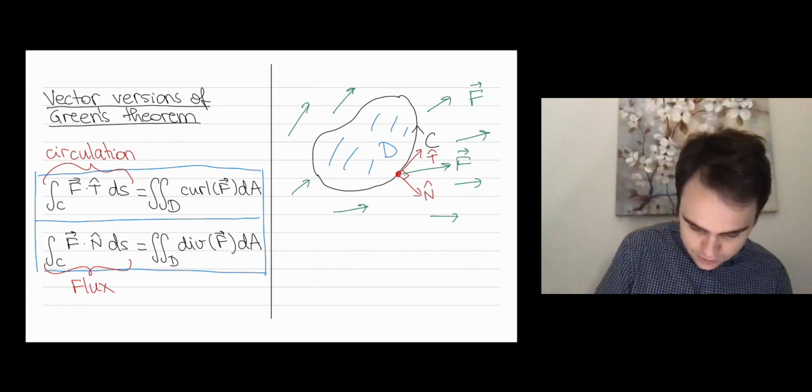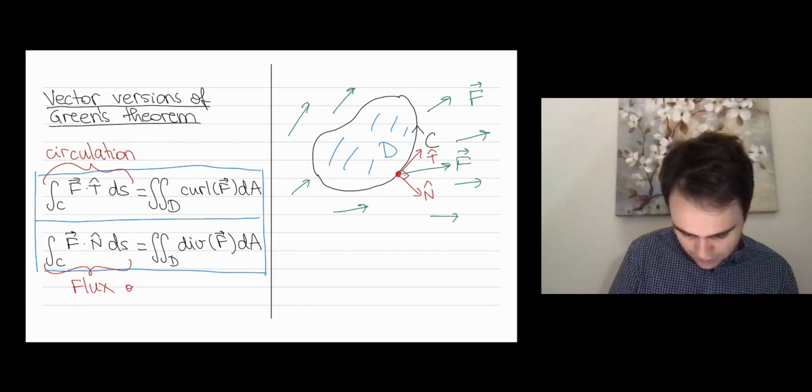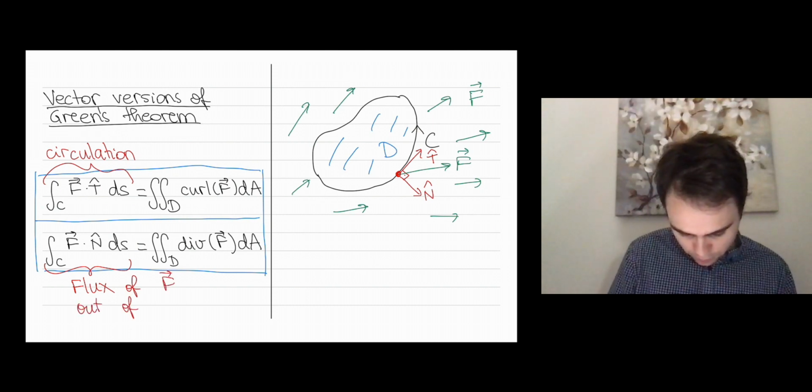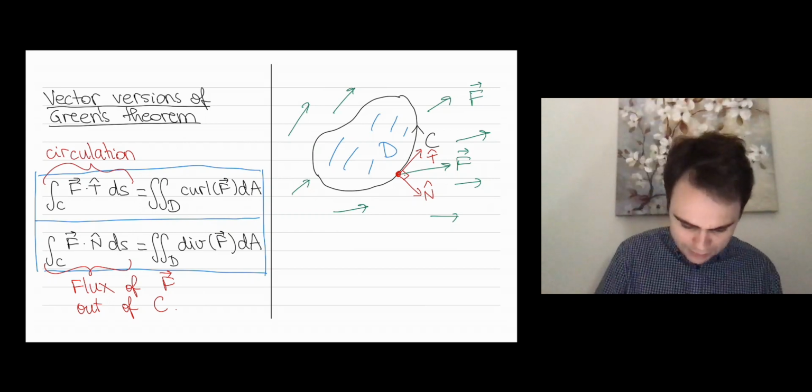So this is the flux out of the region, the flux of F out of the curve C. Again, we'll get back to flux at the beginning of the next lecture.